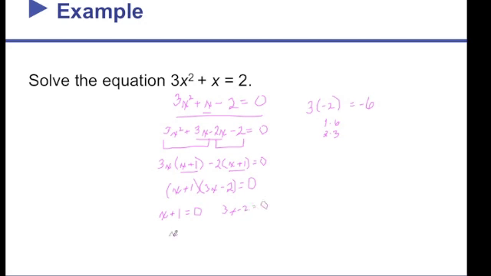Solving this, we'll find x equals negative 1 as a possible solution, or we have that 3x will equal 2, and so x equals 2/3. That's my other possible solution. Most quadratic equations have two solutions. They can sometimes be the same two, but they have two solutions.